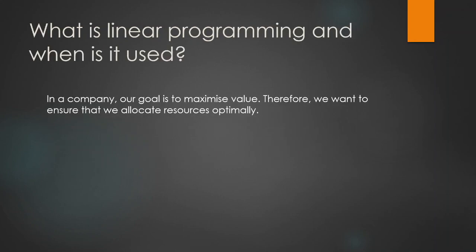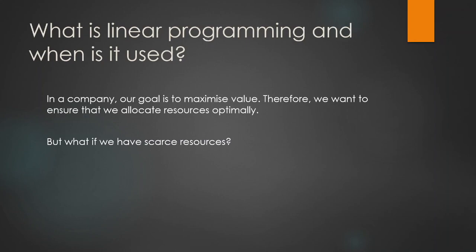In a company, our goal is to maximize value. In order to maximize value, we want to make sure that our resources are allocated optimally. When we have sufficient resources available to us, this is an easy task as we can simply allocate the resources to where they are needed. But what happens if we have scarce resources? Having a scarce resource means that we do not have enough of that item to meet production demand. It could be a raw material that is in short supply, or maybe we don't have sufficient labor hours to meet demand. Even having limited factory space could be a problem.